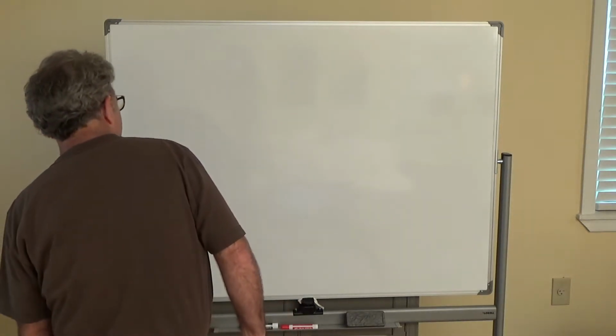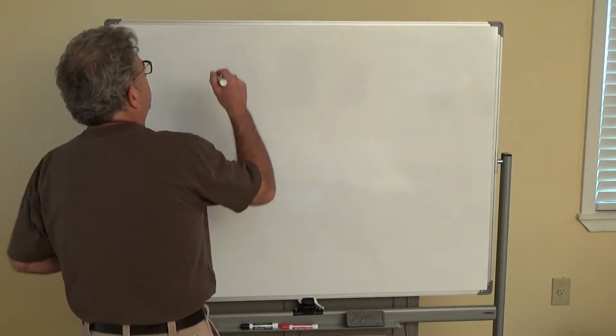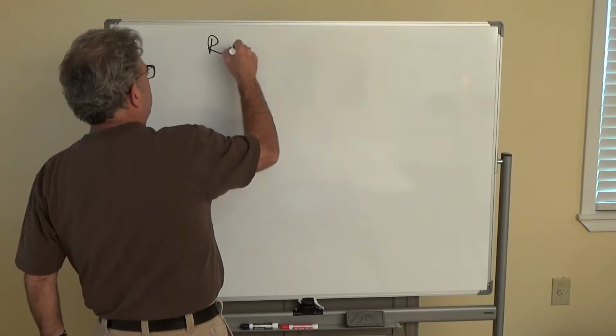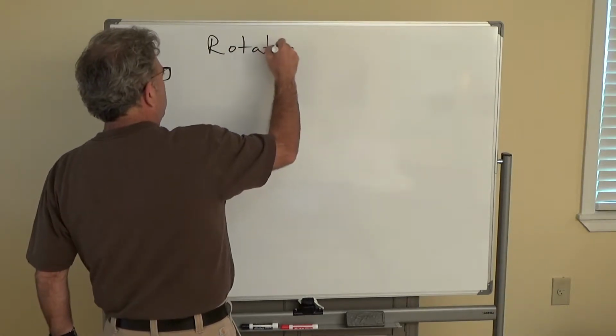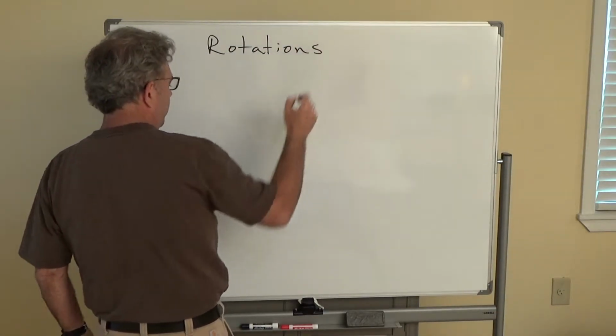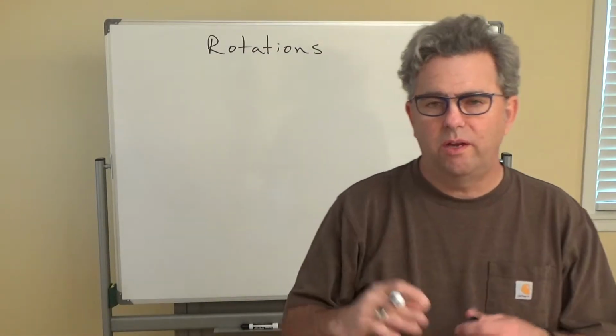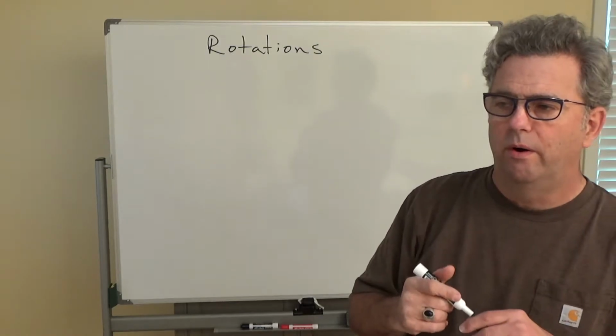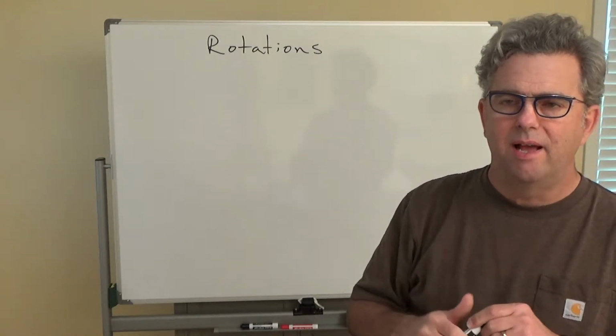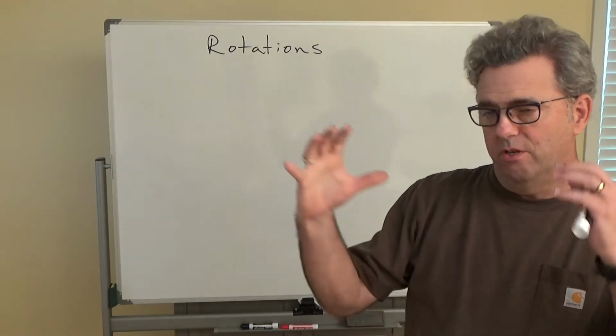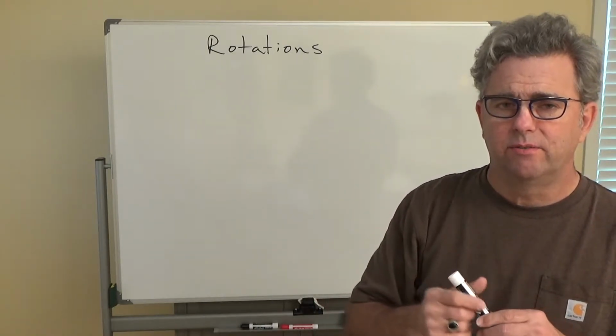So I wanted to talk about rotations. These are rotations of rigid objects around a fixed axis. So like a wheel or disc or anything that's rigid and has a fixed axis of rotation.